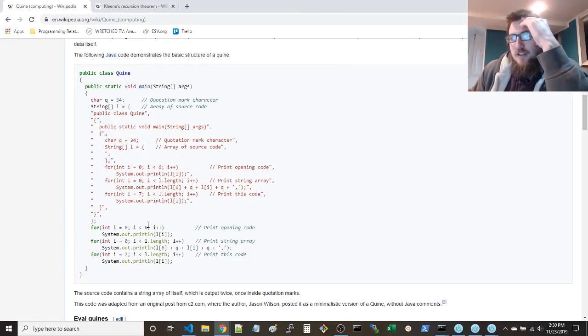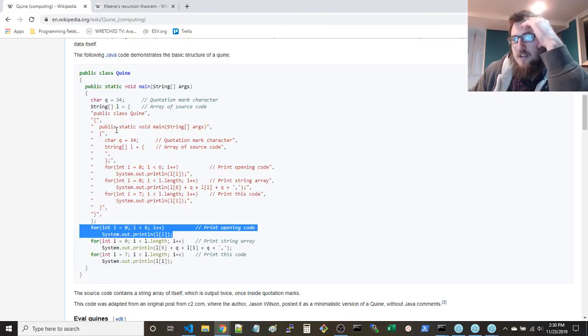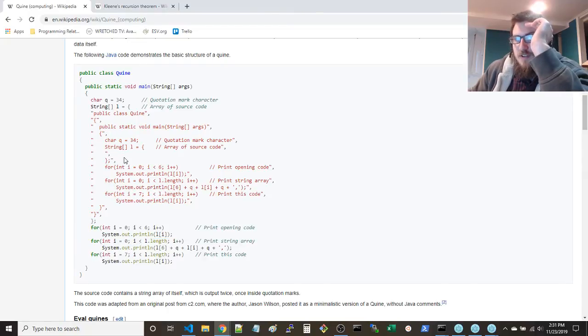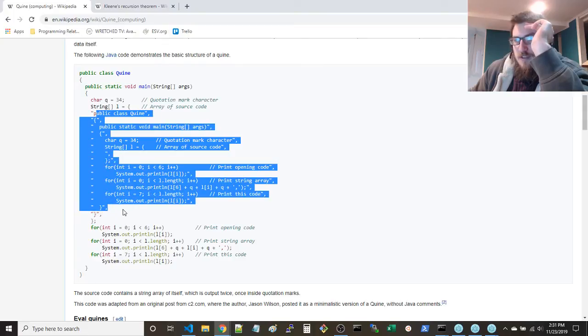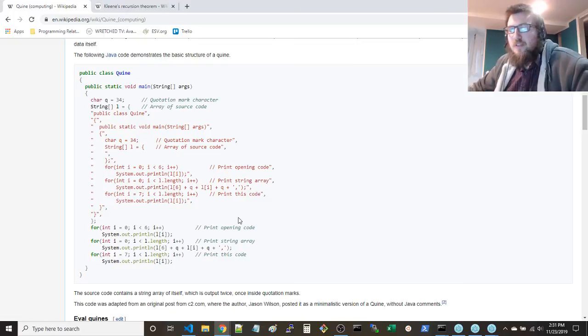So each of these pieces you append quotation marks. L of 6 is zero, 1, 2, 3, 4, 5, 6. So you print this while I is less than 6. I'm sorry, so you print the beginning part. Okay, print the opening code. Right? Print the string array, which is this part. For each L of I, each of these values, this thing. L6 gives you this. Okay, I think I understand.